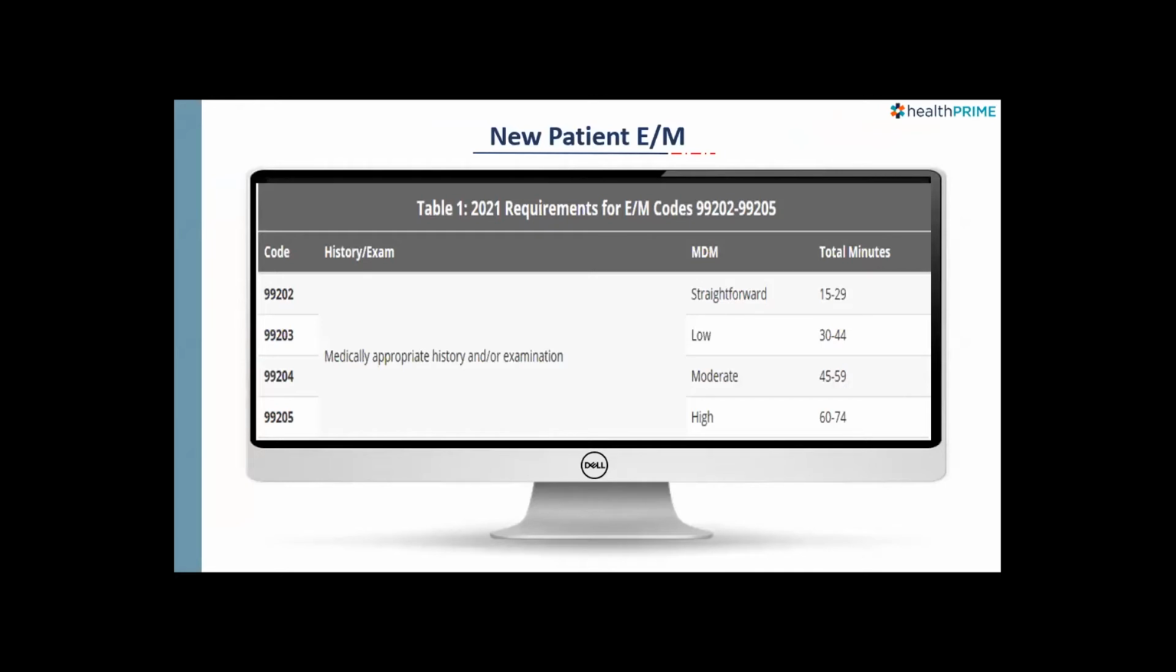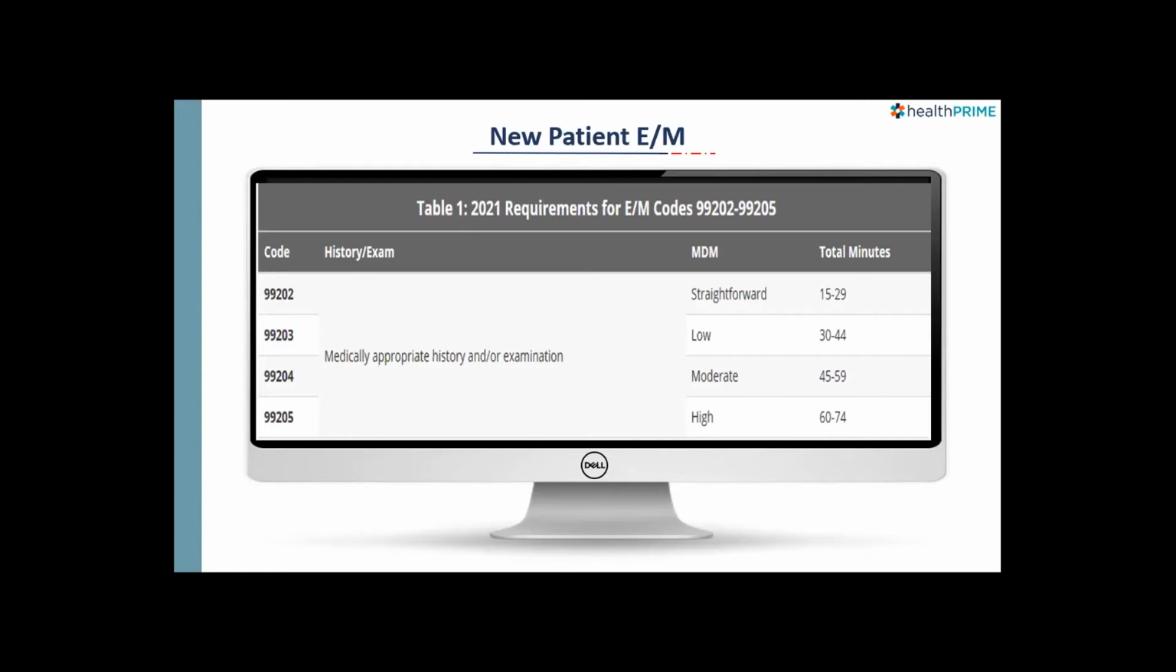So let's look into what are the 2021 requirements for E&M codes for 99202 to 99205. So the requirement remains quite similar to 2020 for medical decision making, that for coding a level 2 visit, we need a straightforward medical decision making. Level 3 requires low medical decision making. Level 4 requires moderate medical decision making. And level 5 requires a high medical decision making.